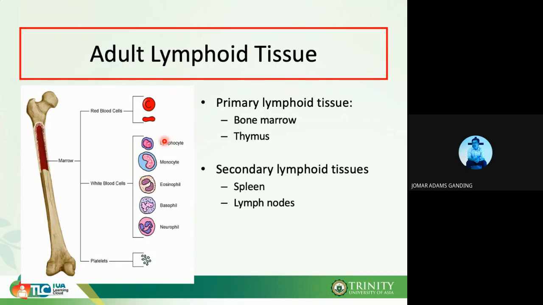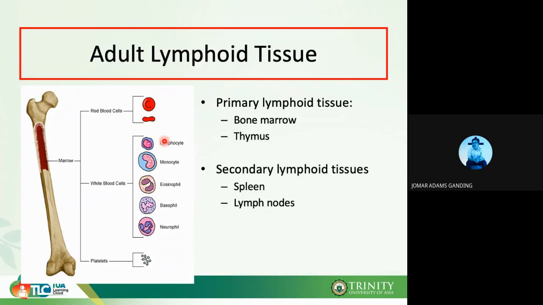In the primary lymphoid tissue, the first thing I want to emphasize is that the bone marrow, letter B, is the site of maturation or differentiation for your B cells. Are we clear? We have two types of lymphocytes, your B cells and your T lymphocytes. Your B lymphocytes will differentiate in the bone marrow.